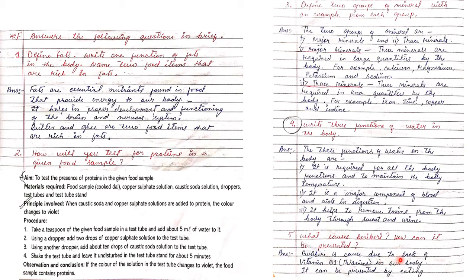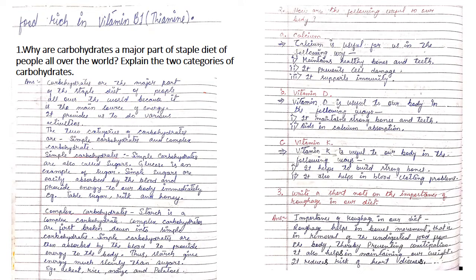Beriberi is caused due to the lack of vitamin B1 thiamine in our body. It can be prevented by eating. Let's continue. So first you see here food rich in vitamin B1 thiamine. This one is the continuation of exercise F5. Now we will do exercise G.